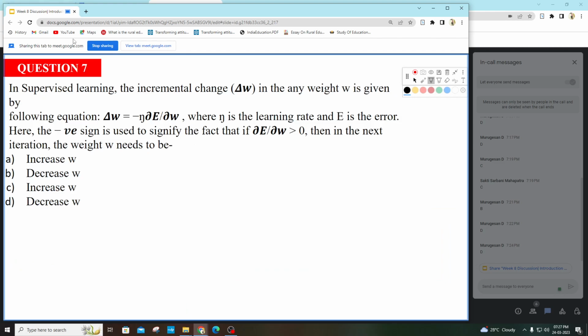Now question number 7. In supervised learning, the incremental change del w in any of the weight w is given by the following equation. This is the equation, this you all know; eta is the learning rate, E is the error. The negative sign is used to signify the fact that if del E by del w is greater than 0, in the next iteration the weight needs to be... I want everyone to guess this.